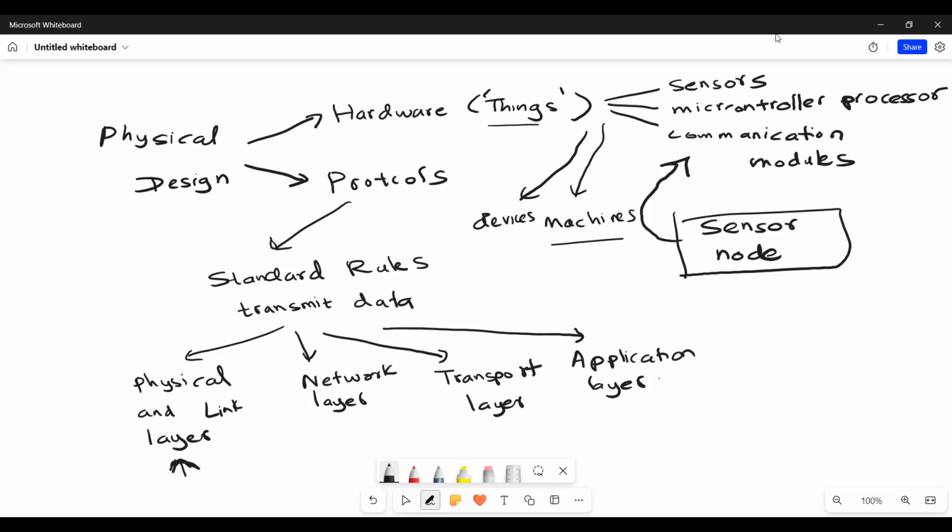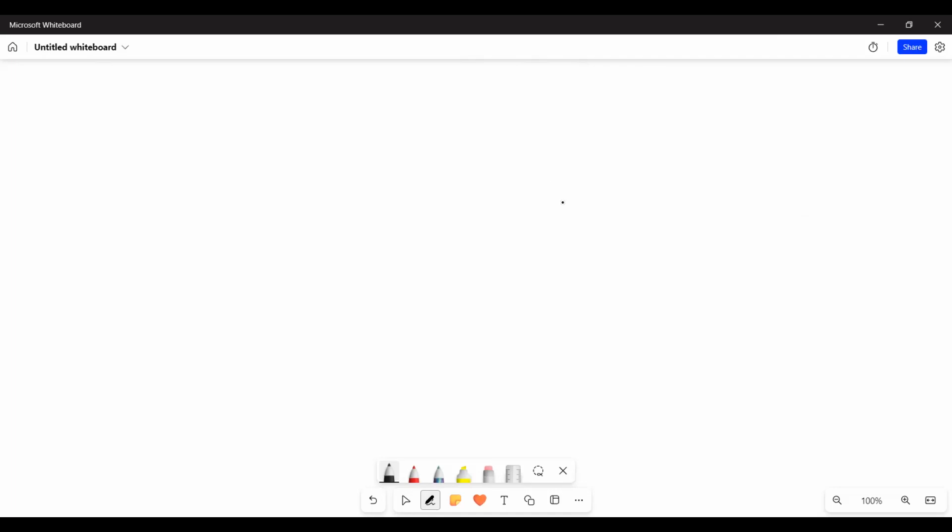So let's start with the physical devices. If you have any questions, you can ask.